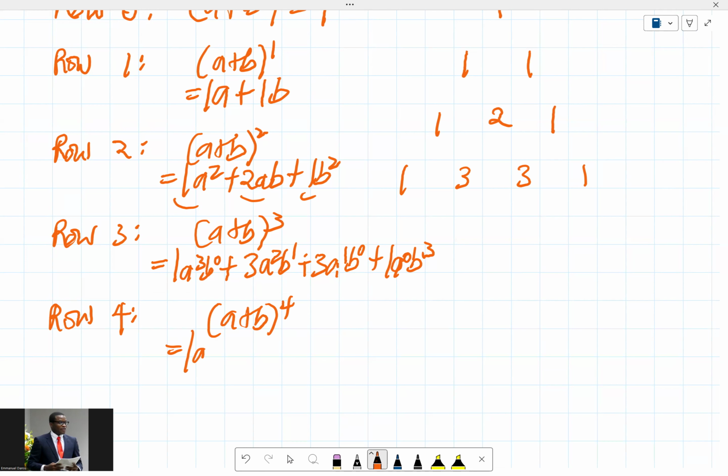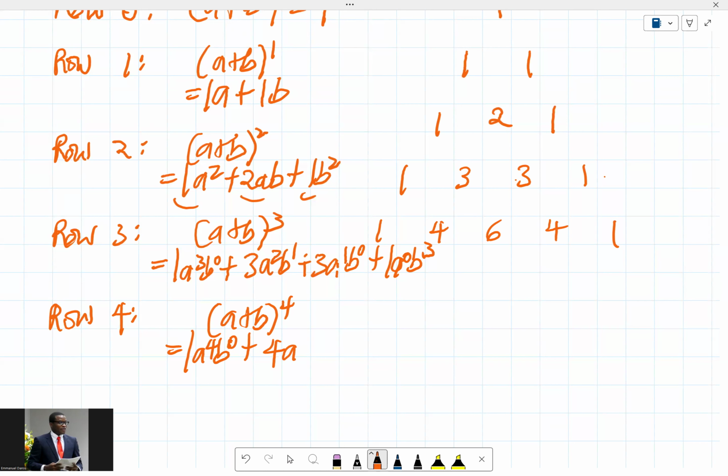So I have a raised to power 4, b raised to power 0. What's the next thing now? The next thing will be 4a raised to power... If you don't even know what the next thing is, then it's actually going to be something like this. This one now, drop it. 1 plus 3 is 4. 3 plus 3 is 6. 3 plus 1 is 4. Then drop 1. So it means you have 1 a raised to power 4, b raised to power 0.